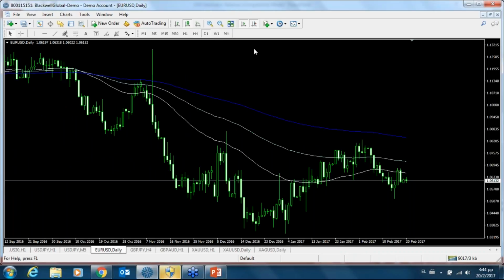And then if we go onto the daily chart, it is not very far away from the moving averages, but it had found support recently right there.